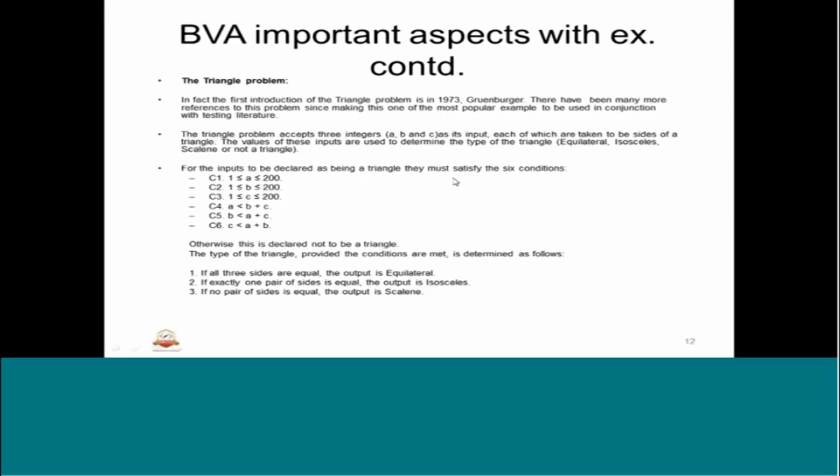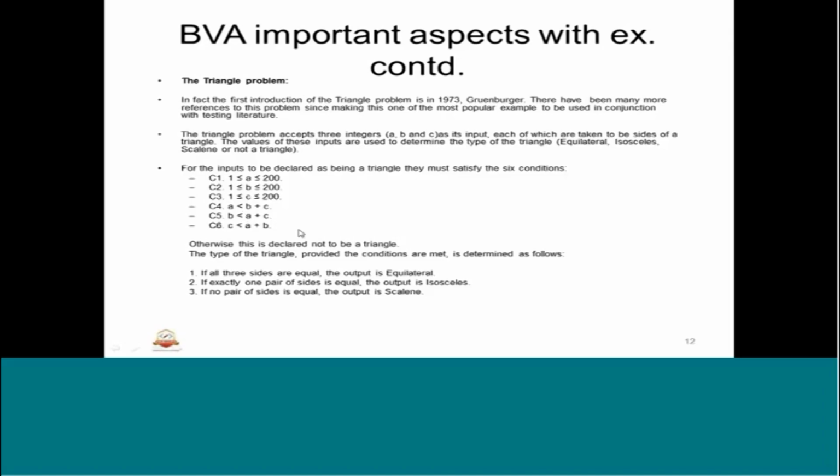For the inputs to be declared as a triangle, these must satisfy six conditions: C1, C2, C3, C4, C5, C6. So we have six conditions well before we start the test. Why? Because first of all we need to define whether it is a triangle or not. So to define that, condition 1 is A greater than or equal to 1 and less than or equal to 200, B greater than or equal to 1 and less than or equal to 200. Similarly, C between 1 and 200.